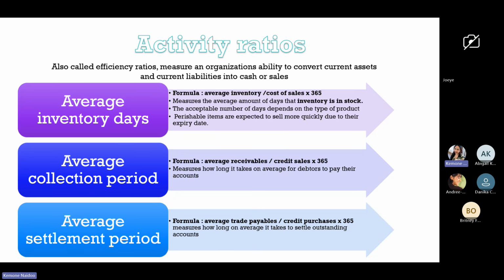Because it will be different for every business. And then we do have the last one, which is the average settlement period. Here we are looking at how long on average it takes to settle outstanding accounts. So here we have to look at average trade payables over credit purchases, and we have to times that by 365. Again, we can't be taking too long to settle our accounts.